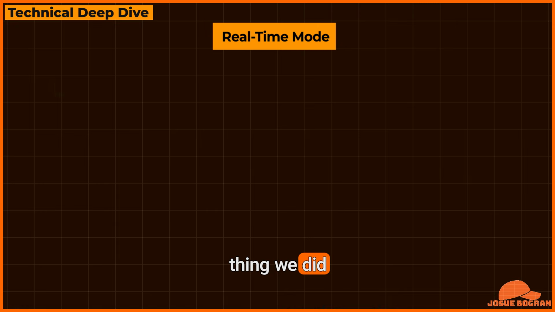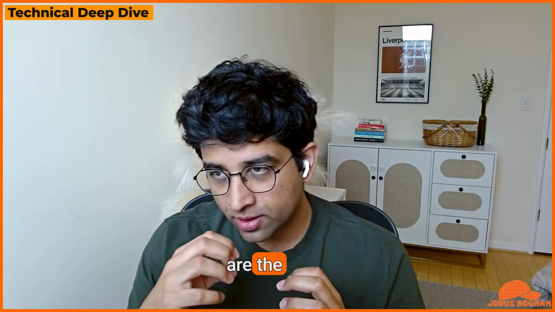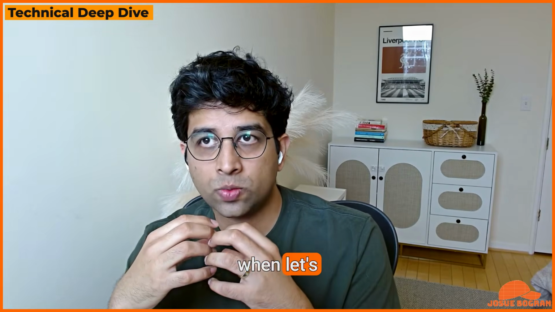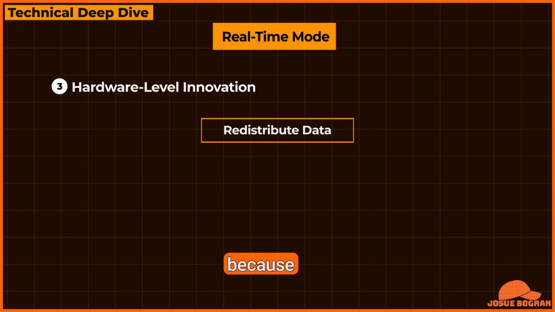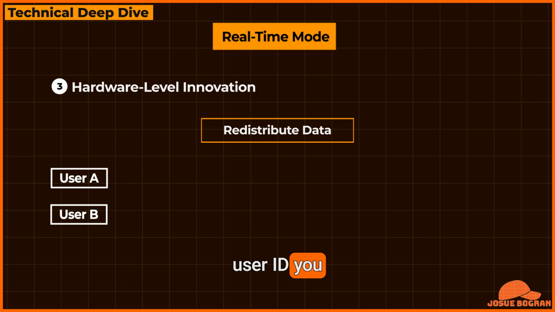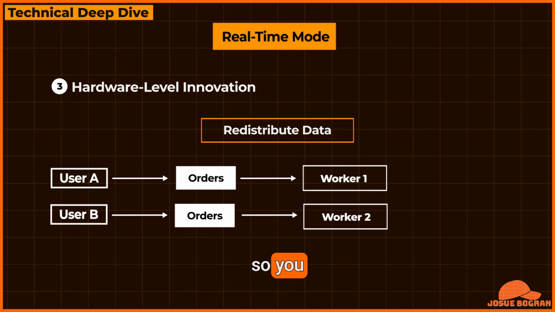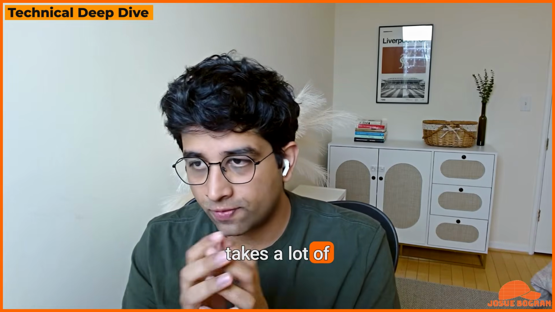And the third thing we did was more of a hardware-level innovation, which is around shuffles. Shuffles are the most costly part of any streaming query plan. A shuffle is when you need to redistribute data across the network. Let's say you're doing an aggregate by user ID: you want all of the orders for a specific user to be processed by one worker, so you distribute all the orders you have seen for that user and send them to one machine. That shuffle is costly and takes a lot of latency.